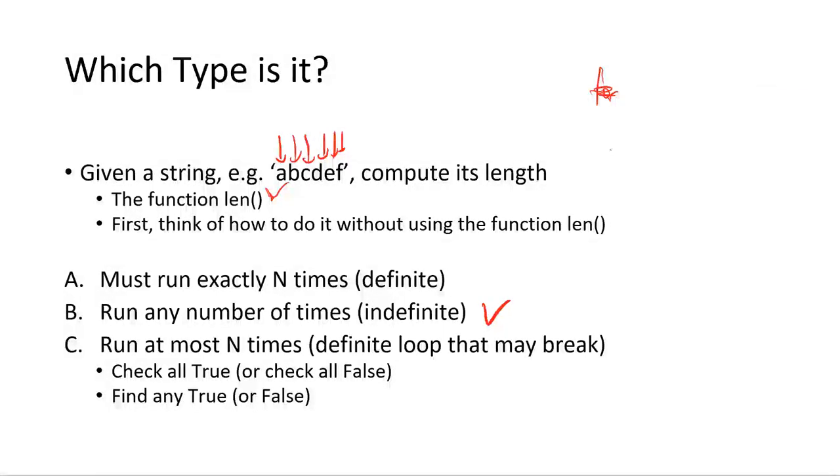So what do you want? Run at most n times? Because you need to check for null. To be logical, you need to check for null at the end of the loop, to break the loop when it's null.